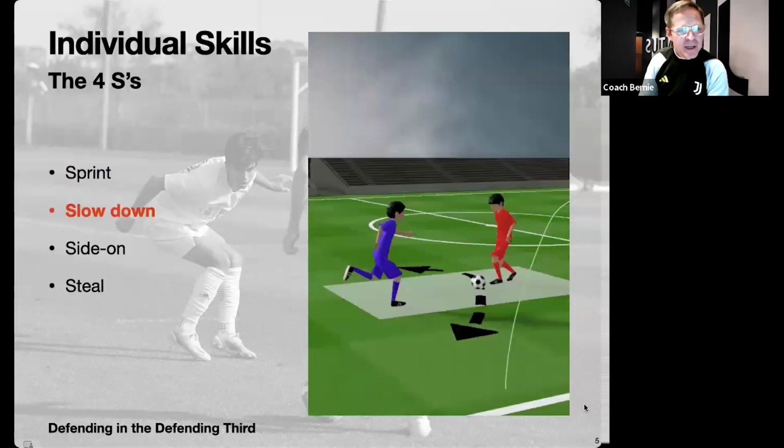So we got the sprint down. Now, as we get close to the player, we slow down. What does this mean? Anybody? Anybody else? Oh, I'm going to have to start calling on people. Go ahead, Jake.